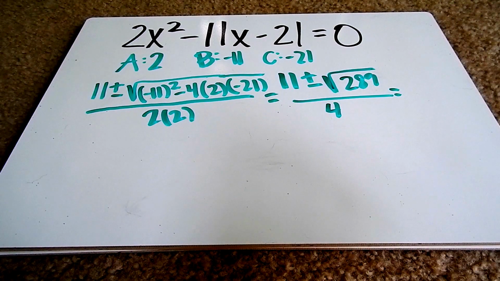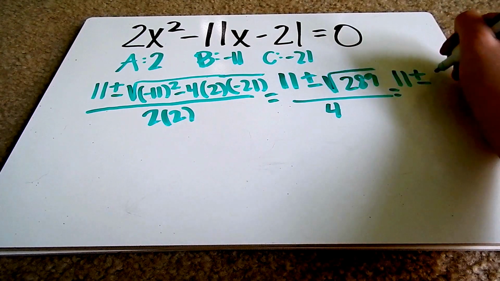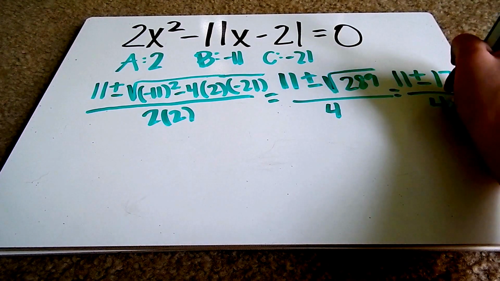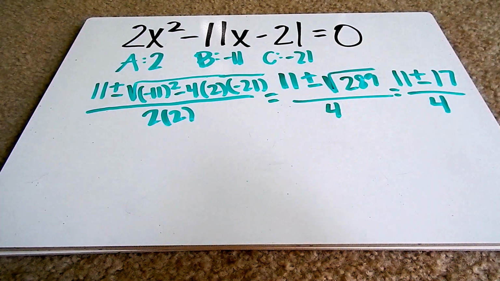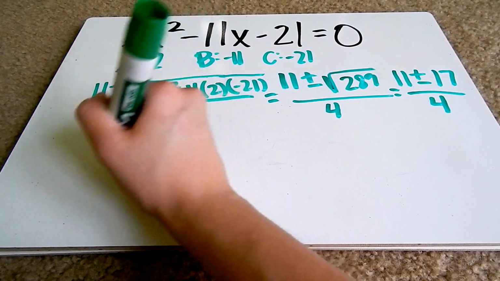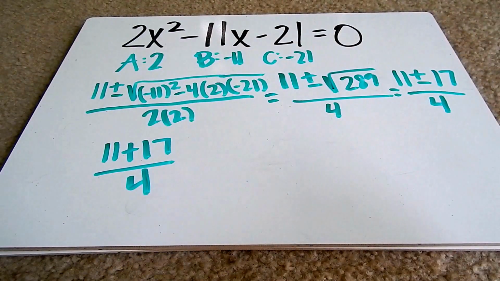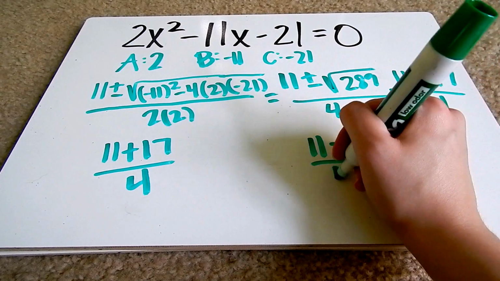After you figure out what goes underneath the square root, the next step is to take the square root. The square root of 289 is 17, so I'm going to replace the square root of 289 with just a 17. Now that we have this, we can break it up into a plus and a minus, so we're going to have two answers. So I'll have one equation where it's 11 plus 17 divided by 4, and one where it's 11 minus 17 divided by 4.